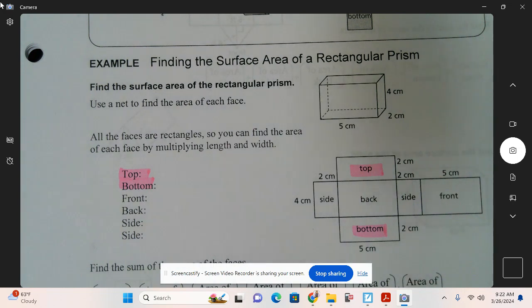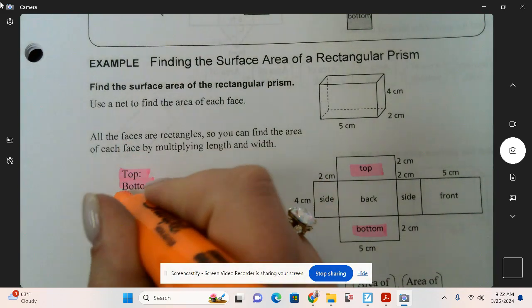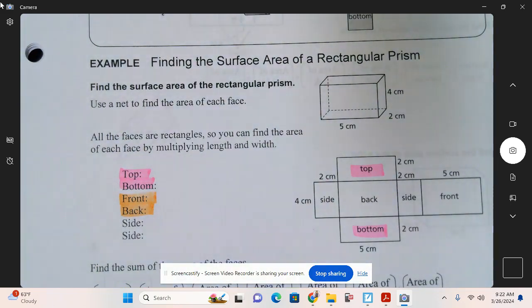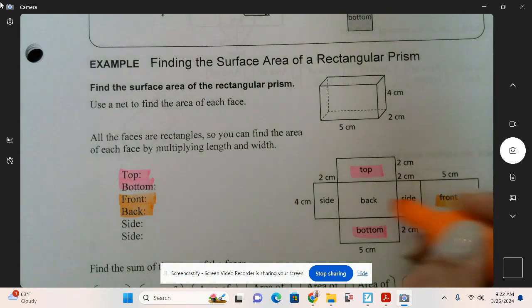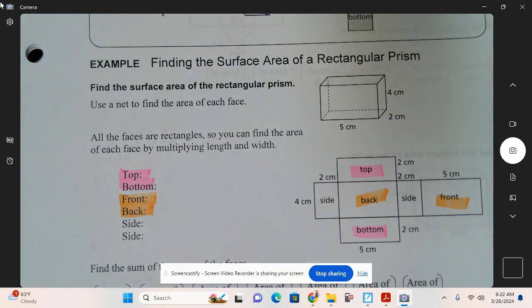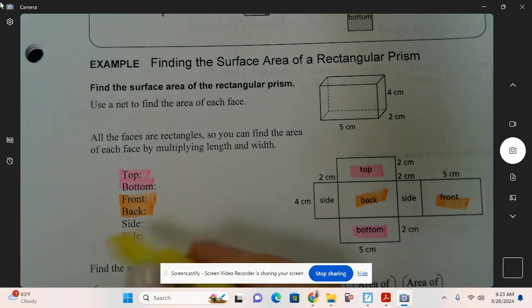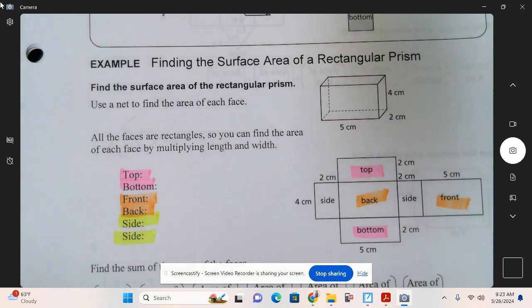I take my orange highlighter. My front and my back are going to be the same. So my front and back are the same. And then my two sides are the same.